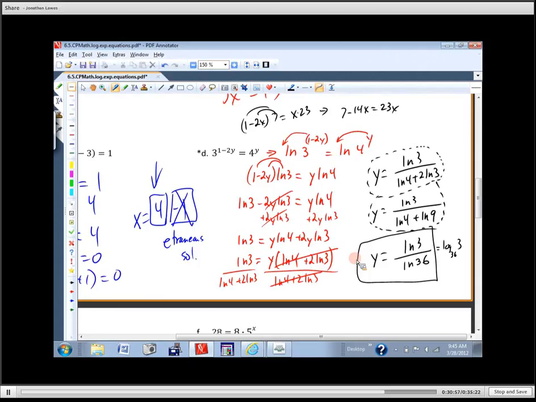I don't understand where you got both of those ln3s on the third line. ln3 minus 2y ln3, right here? Yeah, we distributed through. Oh, okay. Anything else?